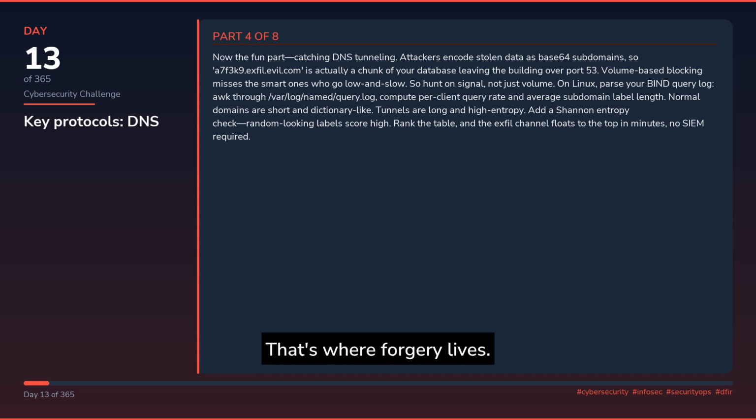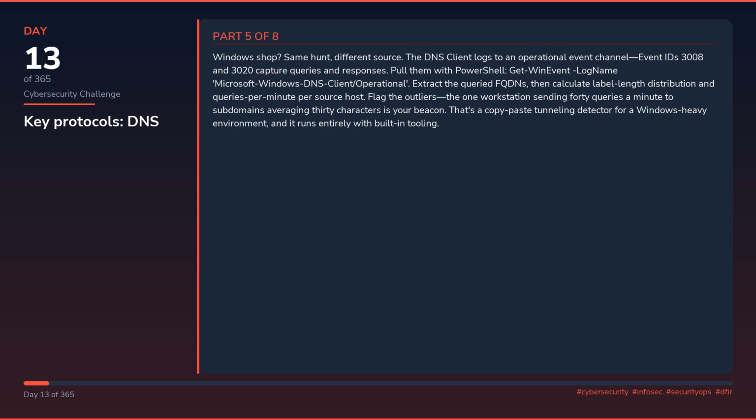On Linux, parse your BIND query log, awk through /var/log/named/query.log, compute per client query rate and average subdomain label length. Normal domains are short and dictionary-like. Tunnels are long and high entropy. Add a Shannon entropy check, random-looking labels score high. Rank the table, and the exfil channel floats to the top in minutes, no SIEM required.